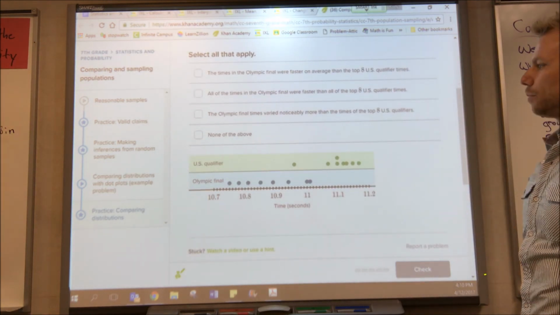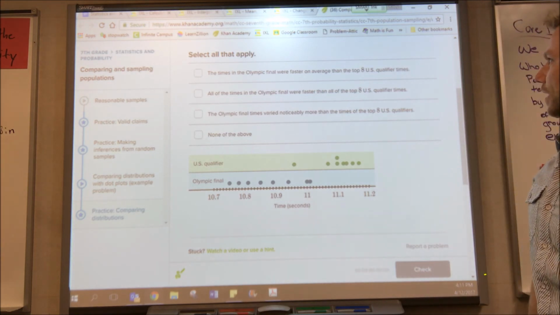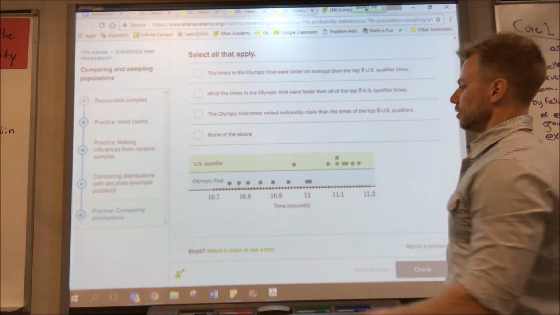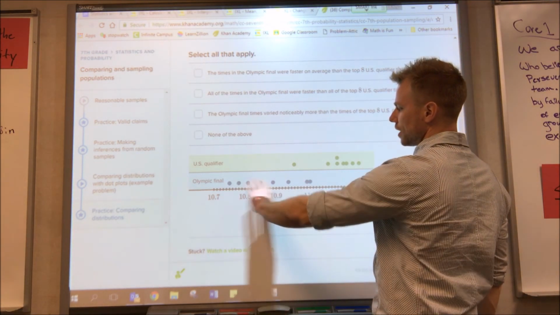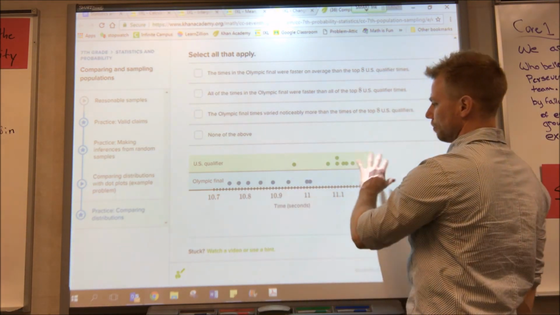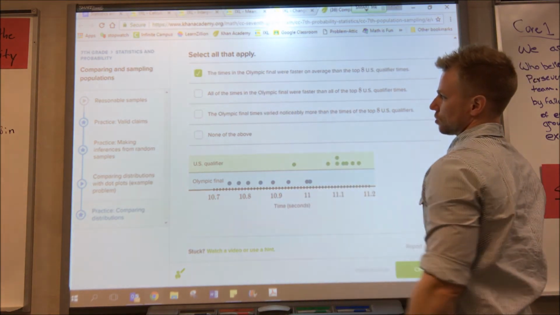Okay, the times in the Olympic finals, which is blue, were faster on average than the top 8 U.S. qualifying times. So remember, lower numbers is faster average. So most of the blue dots are to the left, a faster time. The green dots are more to the right, a slower time. So I'd say that's true.